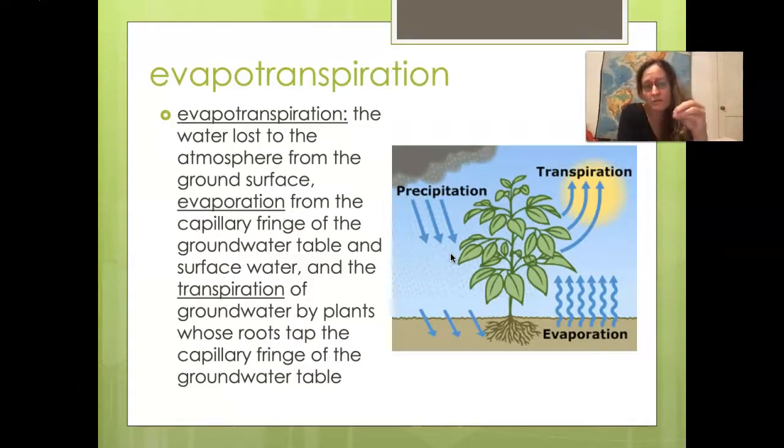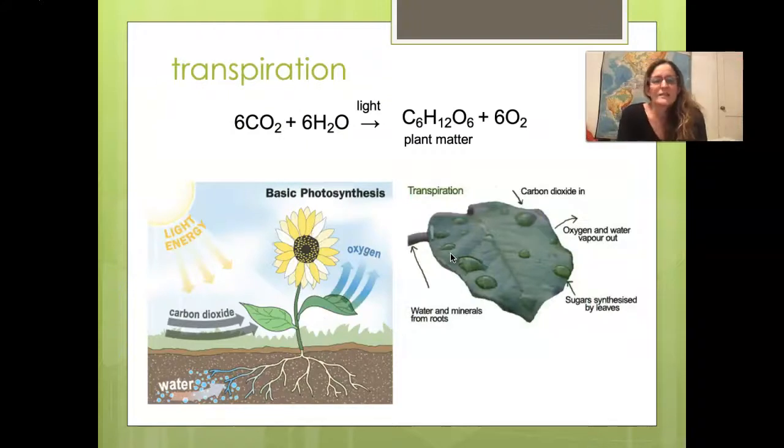Those plants are pulling up water from the capillary fringe of the groundwater. So just the edge of the groundwater, that moisture in the soil is coming up into the roots of the plants, through the xylem of the plants, and out the stomata of the leaves. Okay, that process is a part of the photosynthesis process, where plants take in carbon dioxide in the presence of water and sunlight, and create sugars. They create plant matter, the matter that makes up the plants. A byproduct of that process, thank goodness, is oxygen.